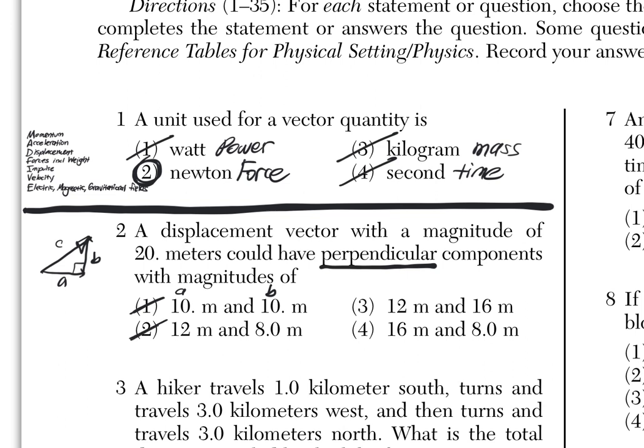So we're left with 12 and 16. In the same direction, they make 28. And opposing, they make 4. So that's worth noting about vectors. So it's either choice 3 or choice 4. Choice 3 has a range of 4 meters to 28 meters, and choice 4 has a range of 8 meters to 24 meters. So choice 3, 12 and 16 opposing make 4, in the same direction make 28. 16 and 8 opposing make 8, in the same direction make 24.